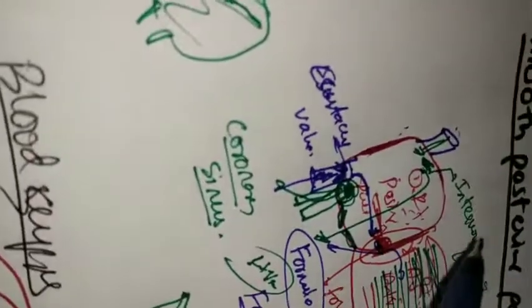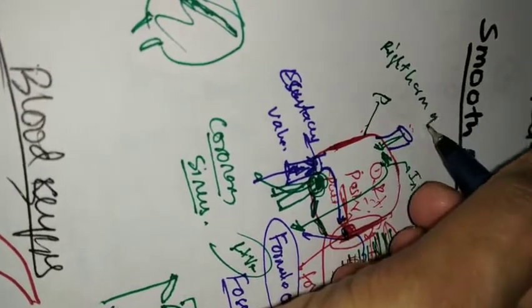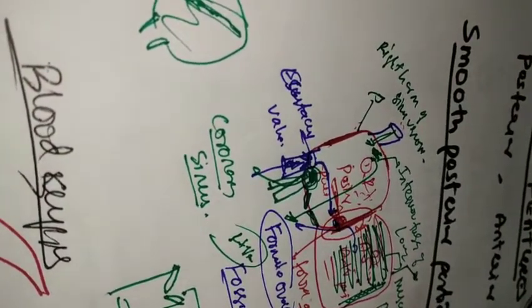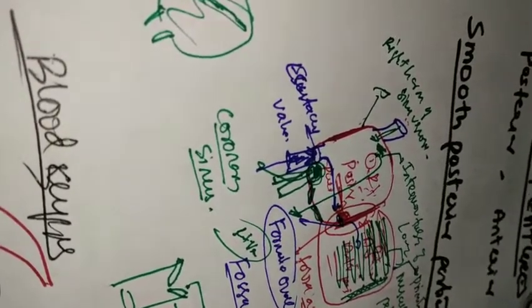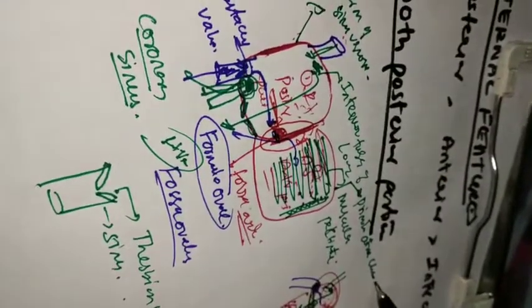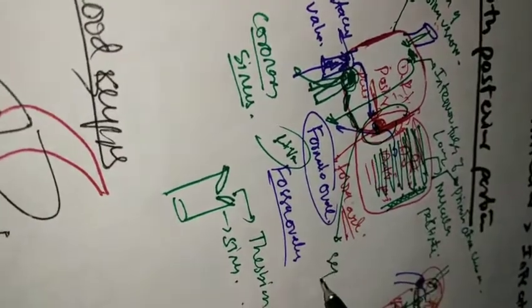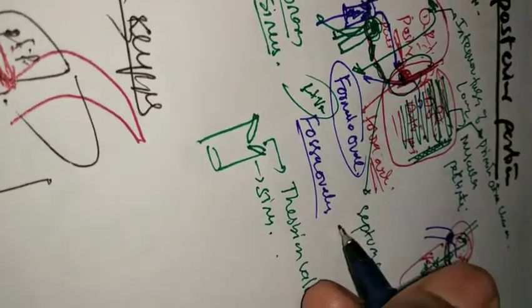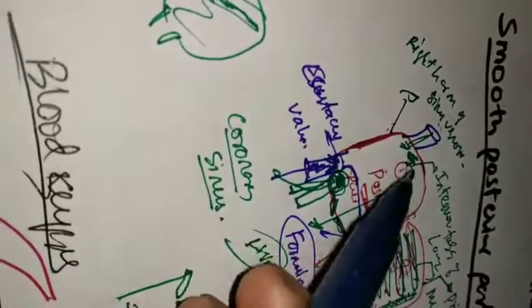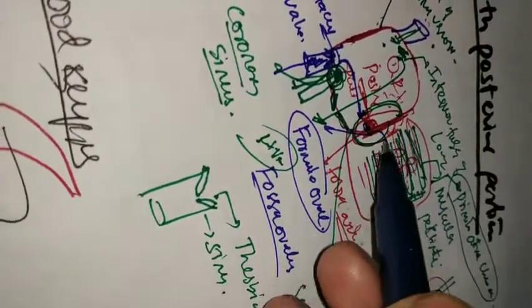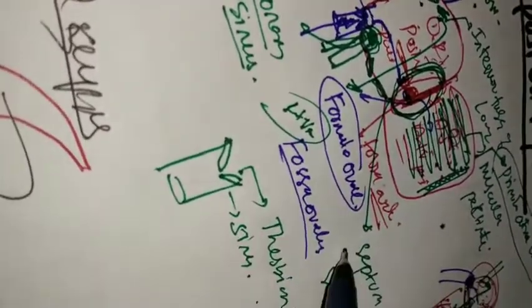Let's talk about the development. As I told you, there are three parts. The posterior part develops from the right horn of the sinus venosus, the anterior part develops from the primitive atrial chamber, and the interatrial septum is derived from the septum primum and septum secundum.